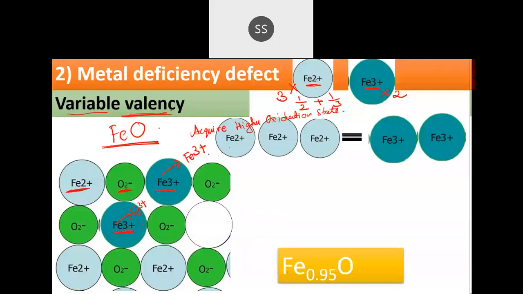When they estimate the ratio, they find the iron atoms are fewer compared to the oxygen atoms. This number can vary. The value can be from 0.93 to 0.96, depending on how many conversions have taken place and how many Fe atoms have gone out from the lattice. So this is about the metal deficiency defect.